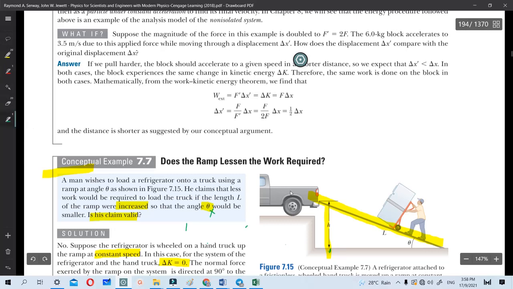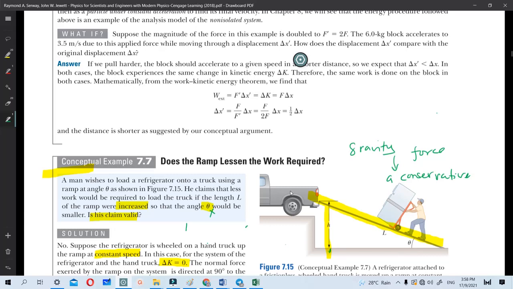This is the idea that work by gravity... Gravity force is a conservative force. Okay, conservative force. So in short, a conservative force does not depend on the path it takes. It doesn't depend on the path.